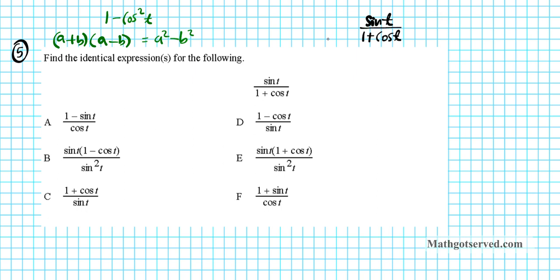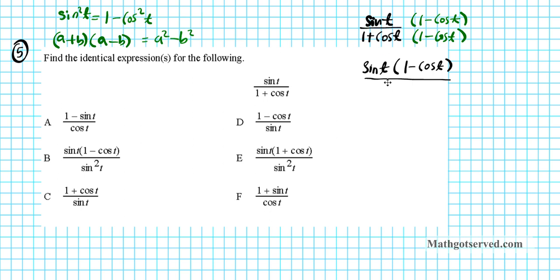So if you have 1 plus cosine t, to get 1 minus cosine squared t, which is an identity we can substitute with sine squared t, what I'm going to do is multiply the top and the bottom by 1 minus cosine t. All right? On the top, I'll have sine t times 1 minus cosine t. And on the bottom, you already know what you're going to have, right? If this is a plus b and a minus b, it's going to be a squared minus b squared, or 1 squared, which is 1, minus cosine squared t.